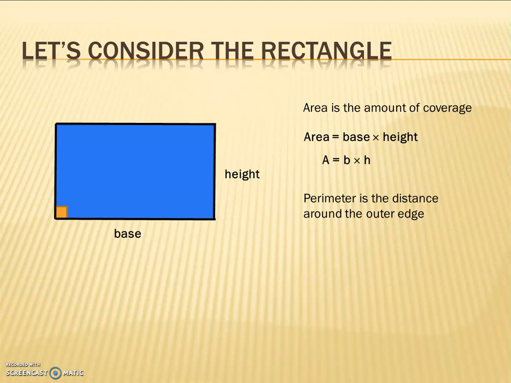And if we're talking about perimeter, perimeter is the distance around the outer edge. So same thing if this was a backyard, this would be the fence around the backyard. That's called the perimeter. And you would calculate that as two bases and two heights.